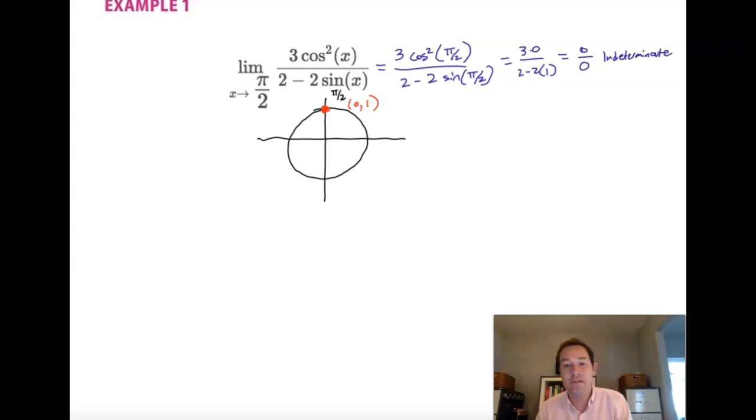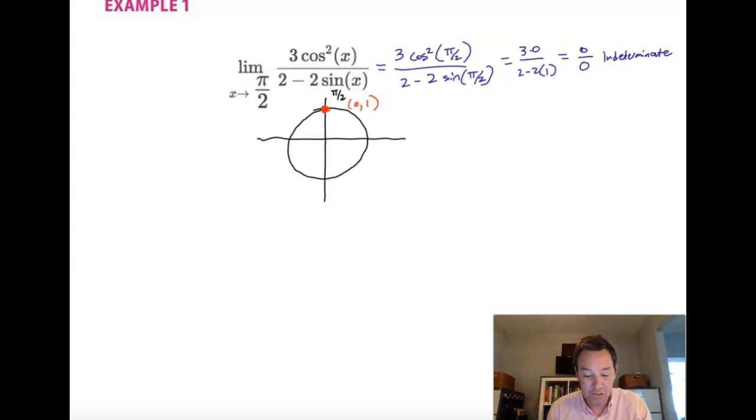So what we need to do is try and maybe use algebra or trig identities to rewrite our limiting function to see if we can write it in a new way that does allow us to make a direct substitution. So let's try that.